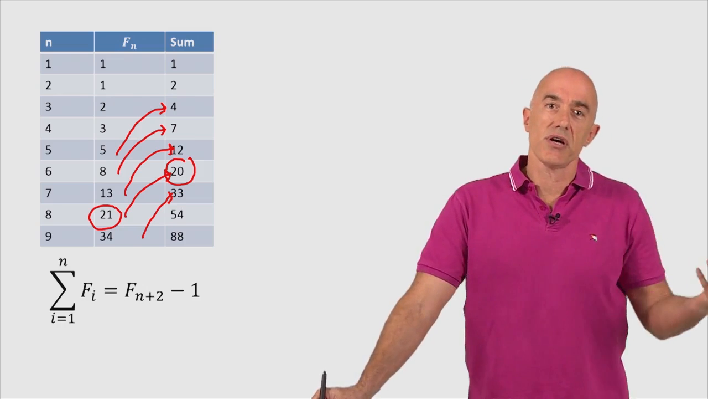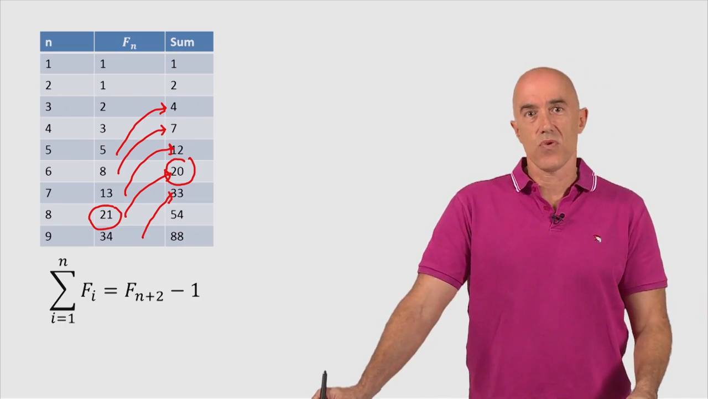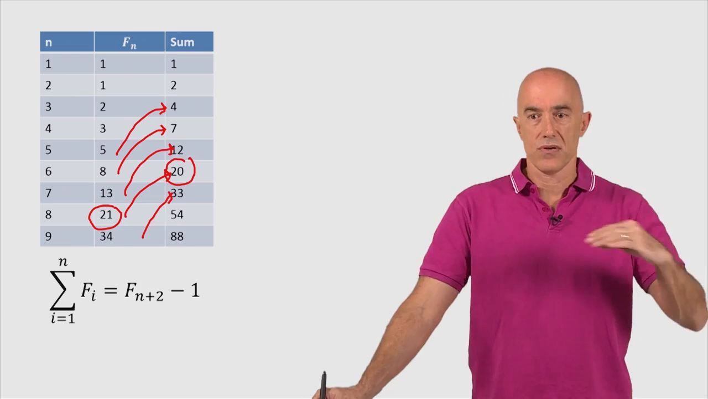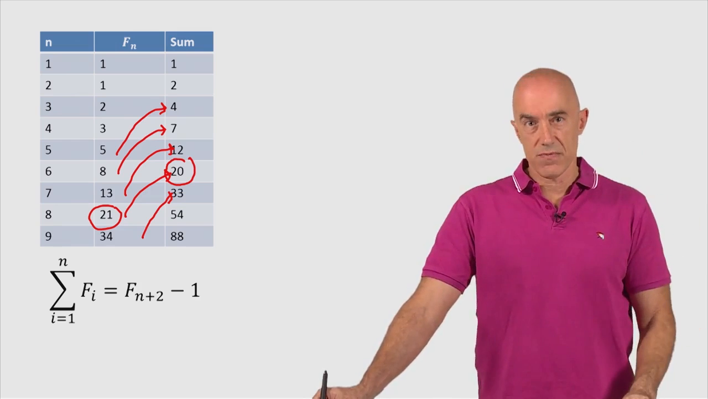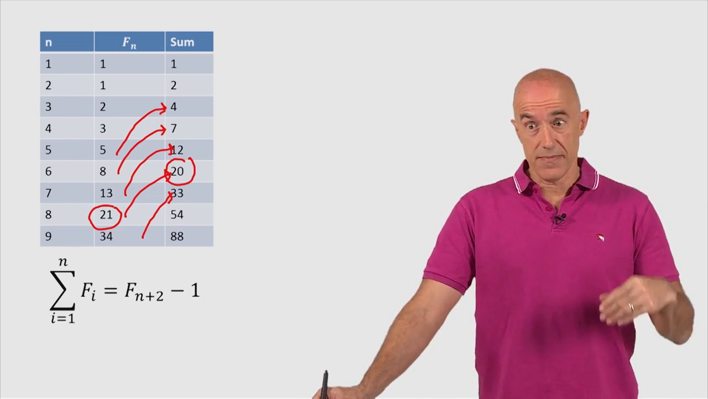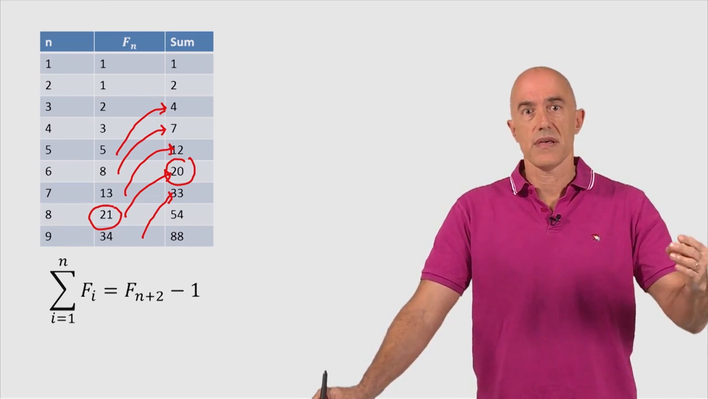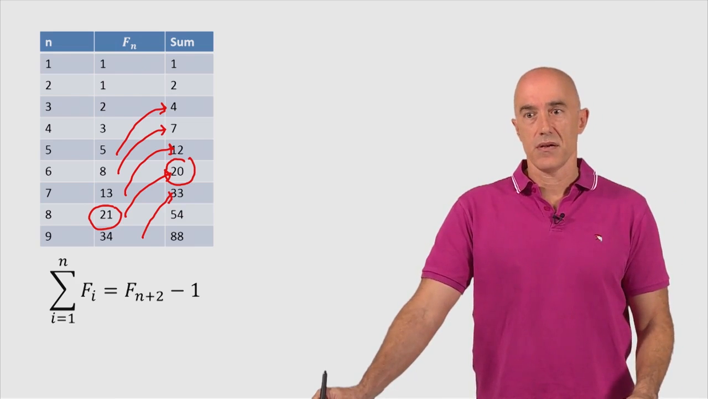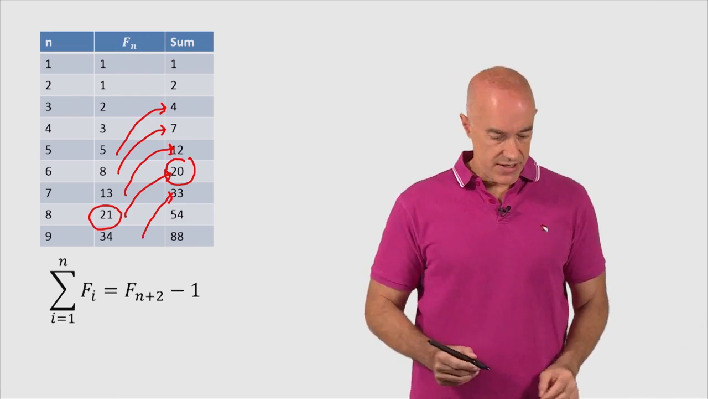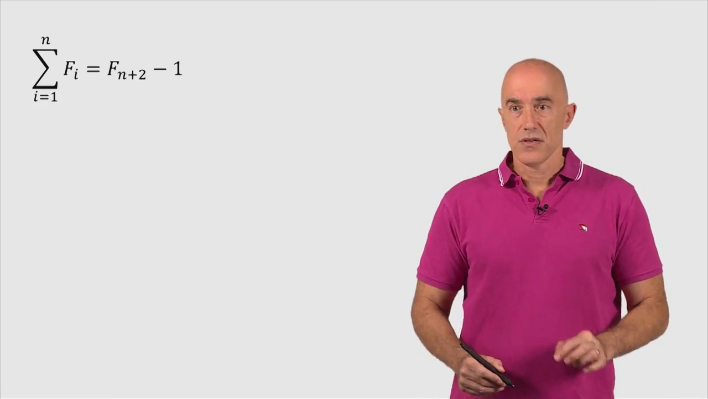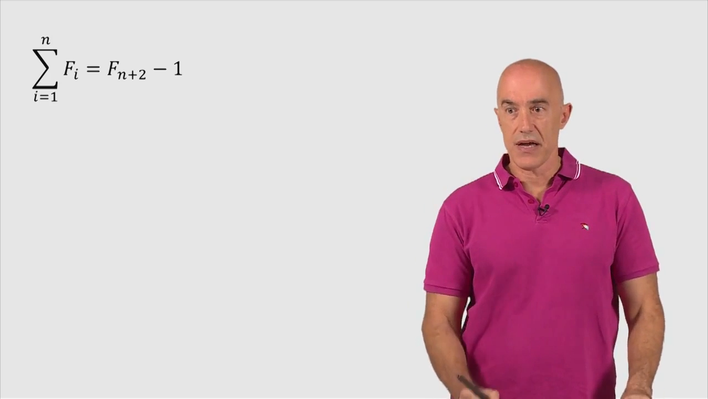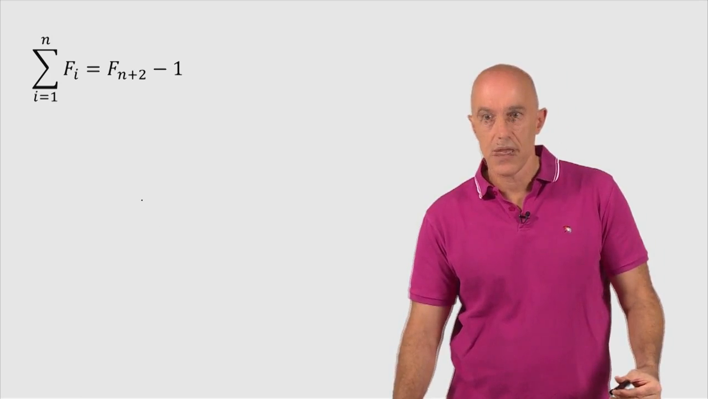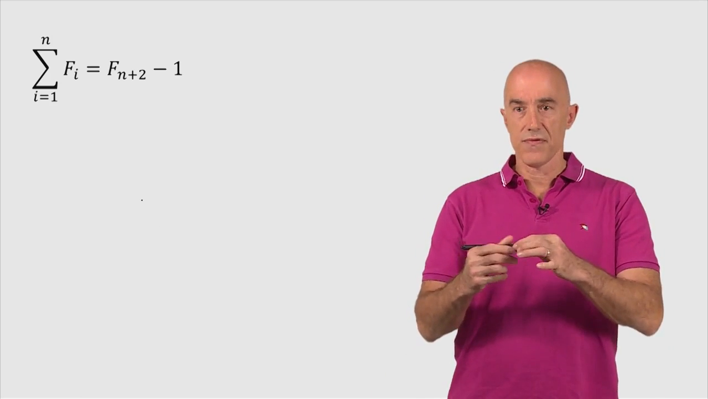So we can write that as a formula. Our conjecture is that the sum from i equals 1 to n of f sub i is f sub n plus 2, right? The index is 2 more than the last Fibonacci number that we summed, minus 1. Okay? That's our conjecture. So how do we prove something like that? Okay, how do we make a proof of that?